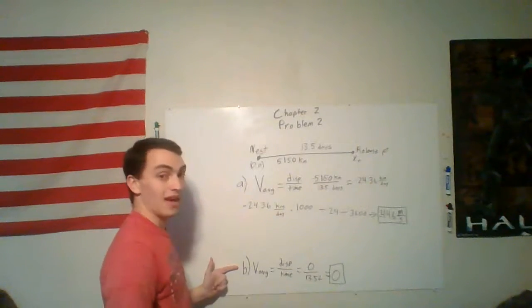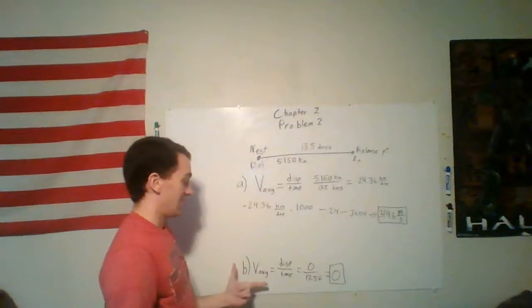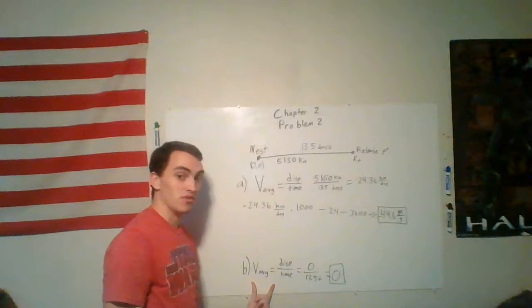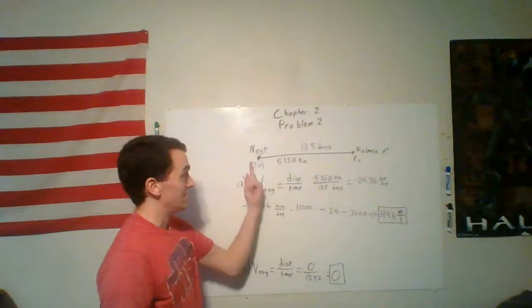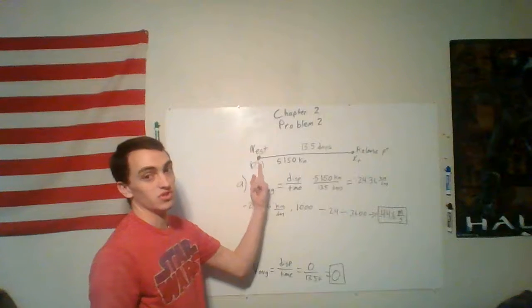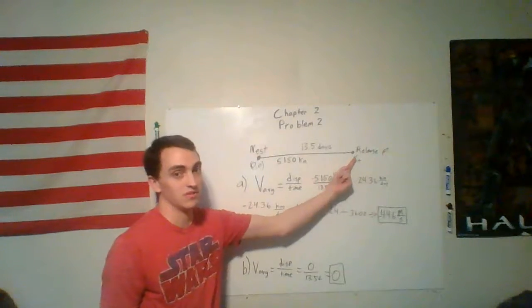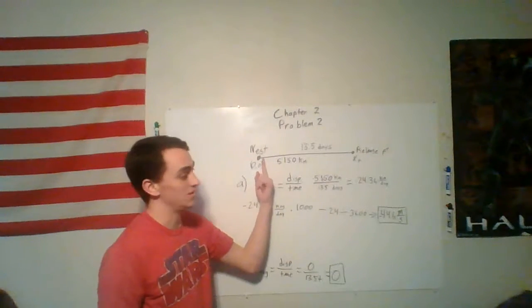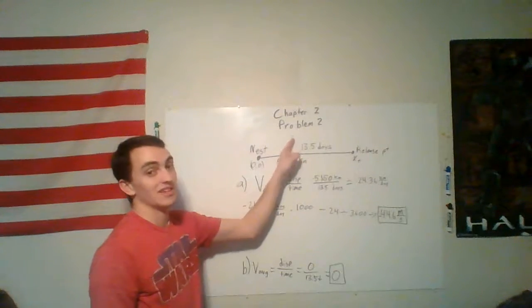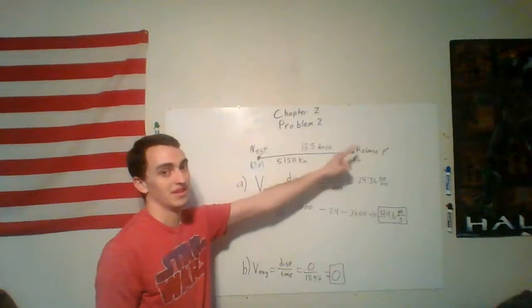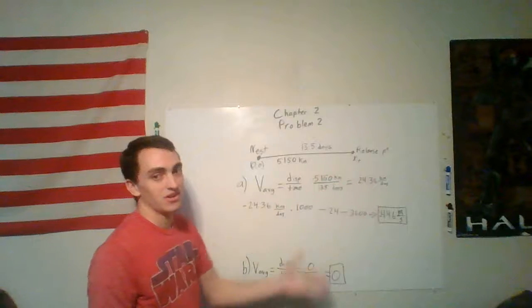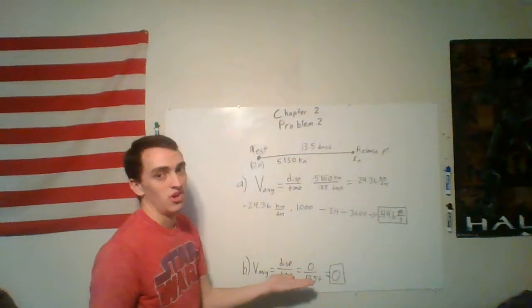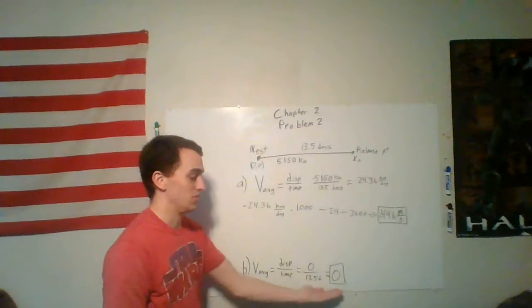Part B is the average velocity over the whole trip. Again, average velocity is displacement over time. So you get the displacement, which is 0 because you start at the origin, go to the release point, back to the origin, 0 displacement, divided by 13 and a half days plus however long it took them to travel from the nest to the release point. But that doesn't matter because you have 0 displacement over any amount of time, your average velocity will be 0.